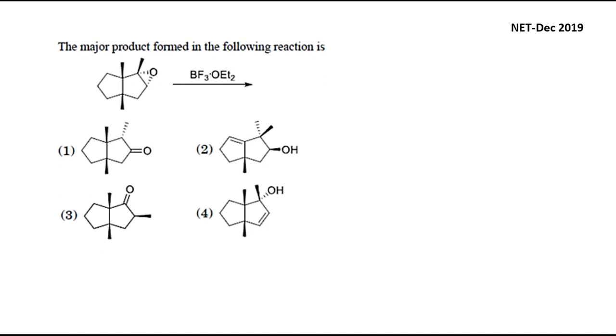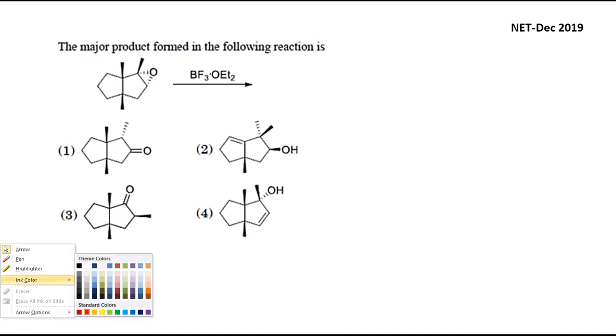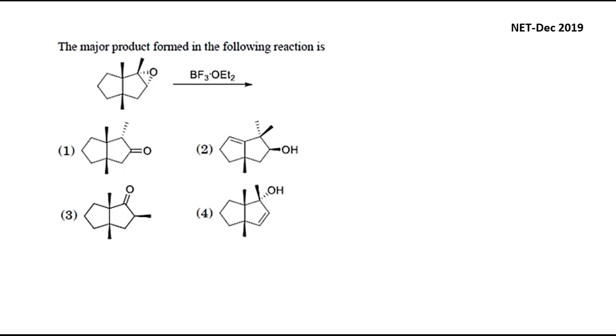We have to find the major product formed in the following reaction. Here we have BF3.OEt2. In presence of this reagent, as this is electron deficient, the lone pair over oxygen will be donated to this. Just ignoring the stereochemistry, because without that also we can reach the correct answer.